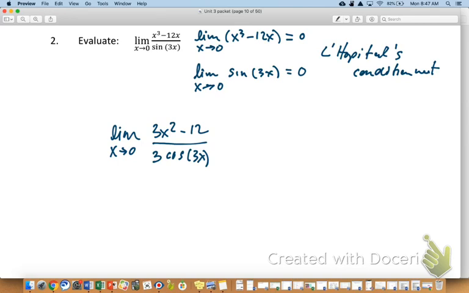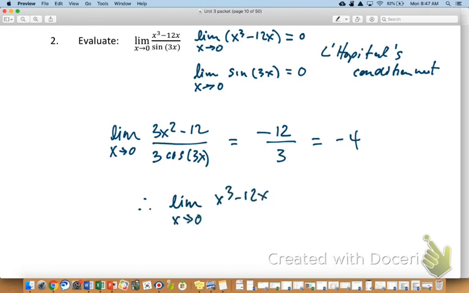Now, once we've done this, we're going to reapply the limit. And when I do, in the numerator, don't I get negative 12? And in the bottom, I get 3. So now I can put equals, and of course that equals negative 4. So then I'm always going to bring it back to the beginning and say, therefore, the limit as x approaches 0 of my original expression also equals negative 4.